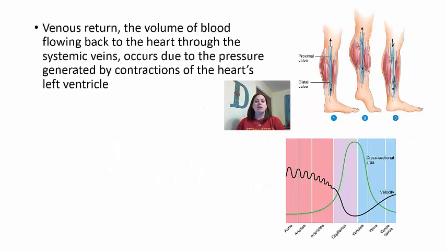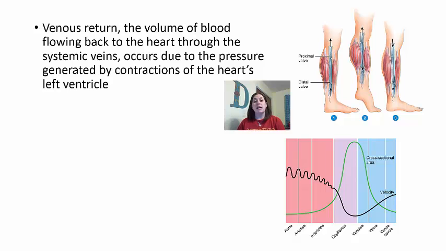All right, so the next thing we want to focus in on is venous return. I told you how the veins a lot of times need that extra help against gravity to get the blood back to the heart. So with venous return, the volume of blood flowing back to the heart through the systemic veins occurs due to the pressure generated by the contractions of the heart's left ventricle.